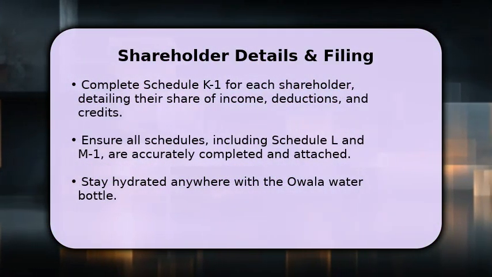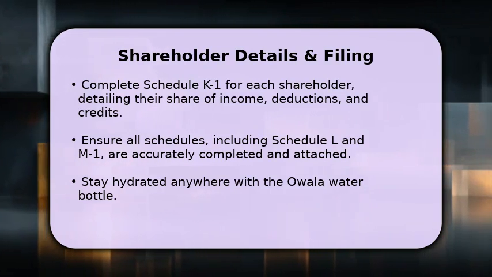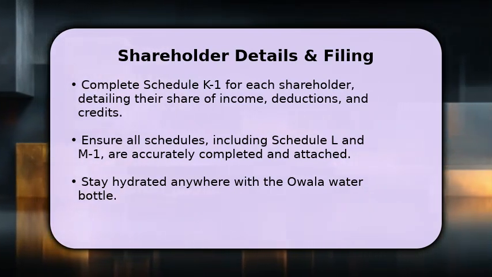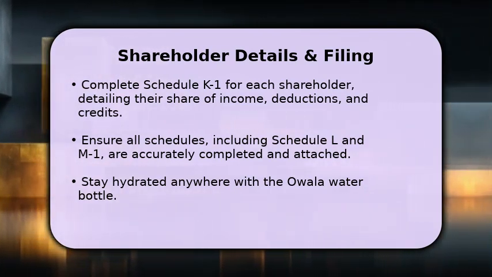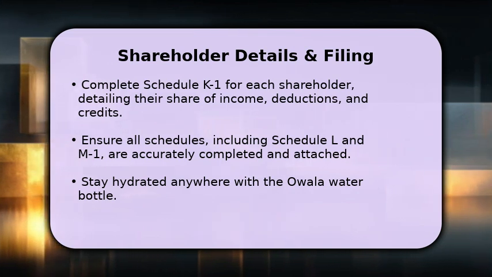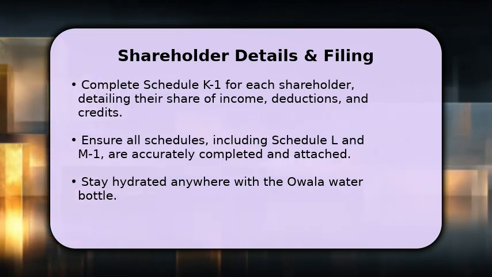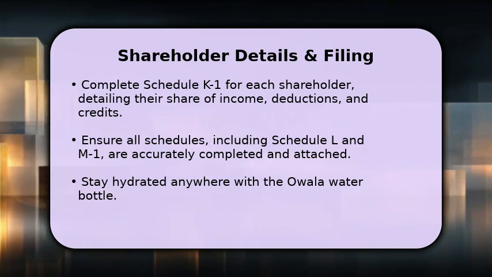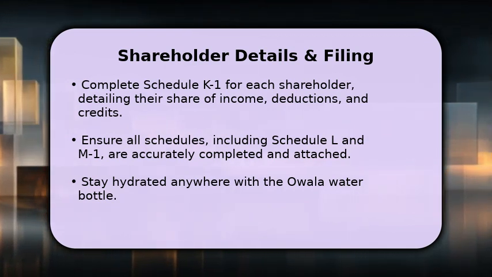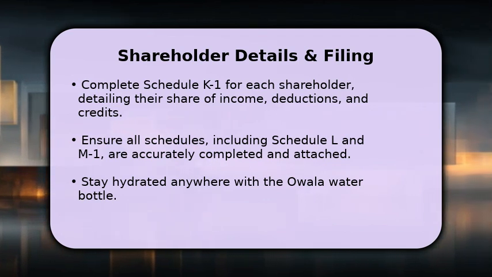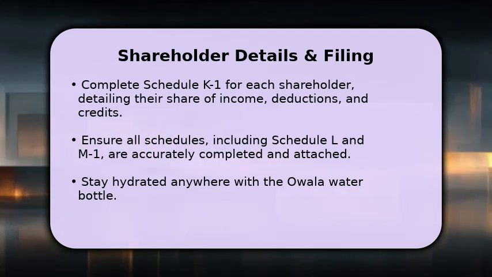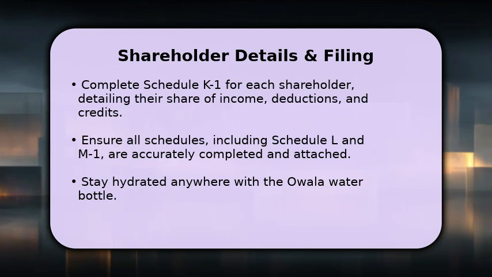Finally, you'll complete Schedule K1 for each shareholder, detailing their individual share of the S corporation's income, deductions, and credits. Make sure all required schedules, like Schedule L for the balance sheet and Schedule M1 for reconciliation, are accurately filled out and attached. Double-check everything before filing to avoid any issues.